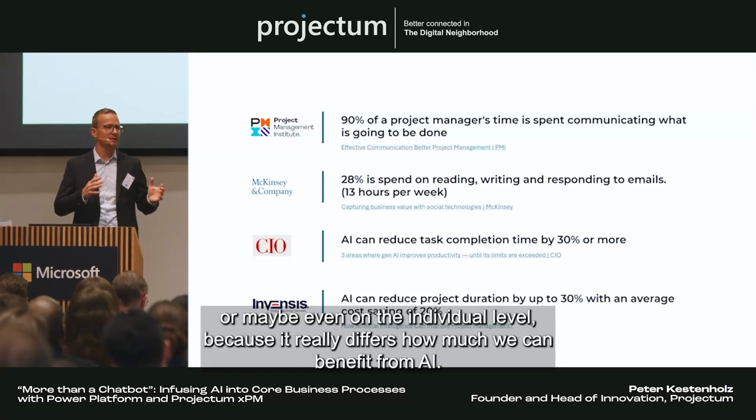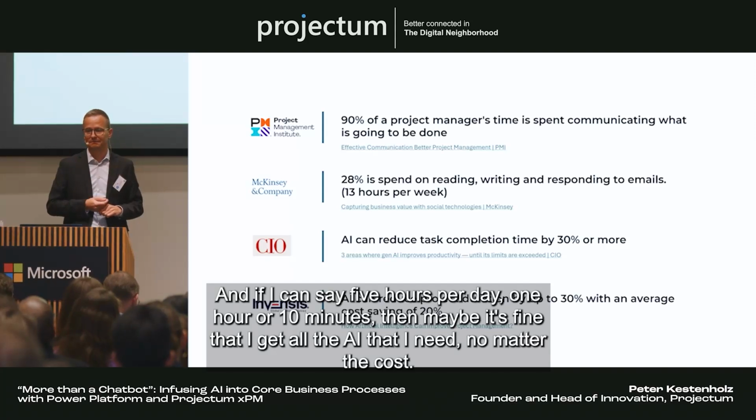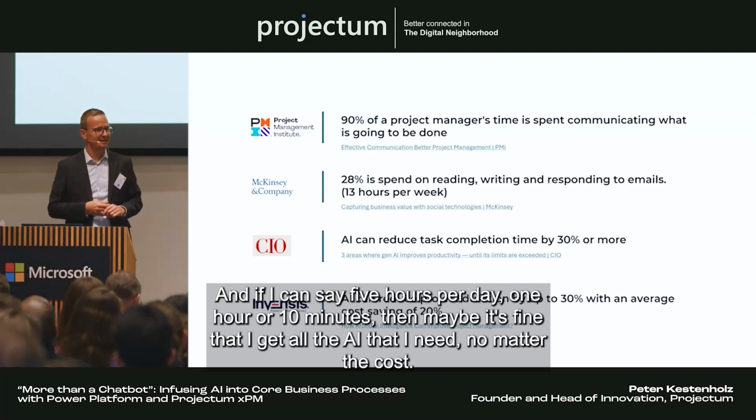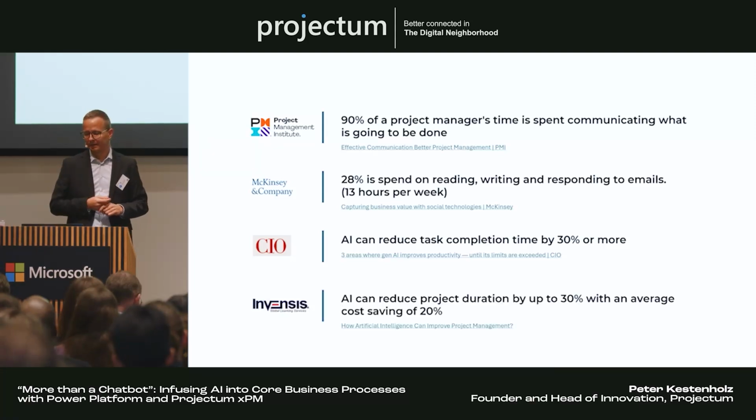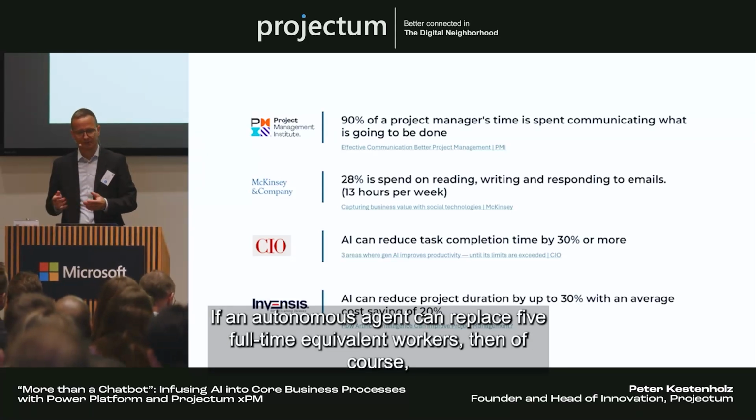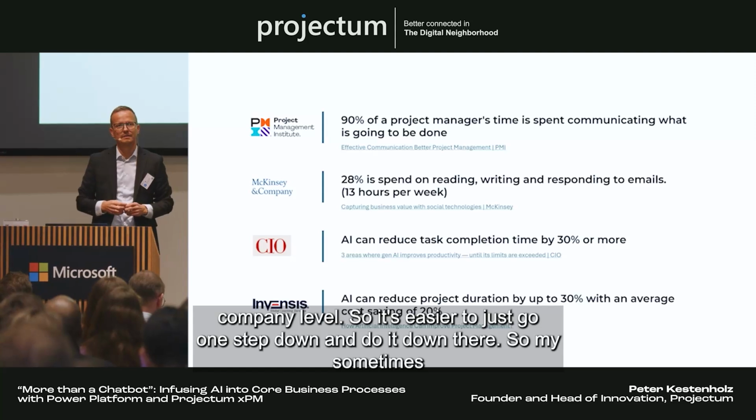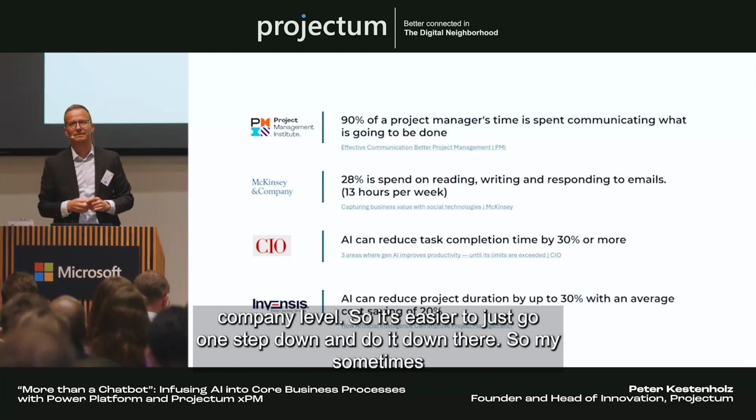Because it really differs how much we can benefit from AI. And if I can save 5 hours per day, or 1 hour or 10 minutes, then maybe it's fine that I get all the AI that I need, no matter the cost. If an autonomous agent can replace 5 full-time equivalent workers, then of course that's a business case also. But the business case is sometimes a bit tricky to do on the company level, so it's easier to just go one step down and do it down there.